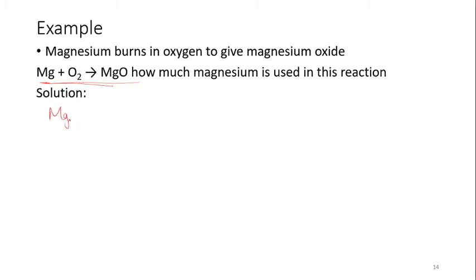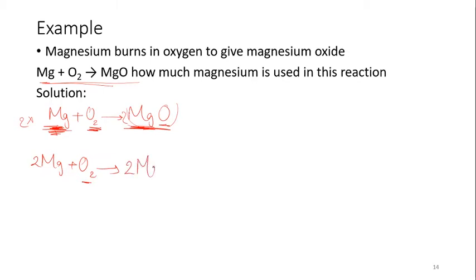If I look here, magnesium plus oxygen to give me magnesium oxide, I have 1 atom of magnesium here and 1 atom of magnesium there, but here I have 2 atoms of oxygen and here only 1 atom of oxygen. To solve that, I have to multiply my product by 2. But if I multiply my product by 2, I also have to multiply this part by 2 to have 2 magnesium atoms here and 2 magnesium atoms there. So I multiply this part by 2 and leave oxygen as it is.